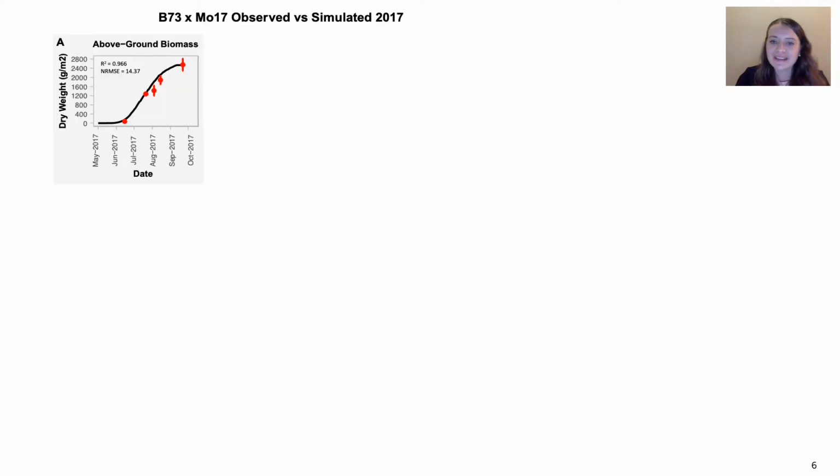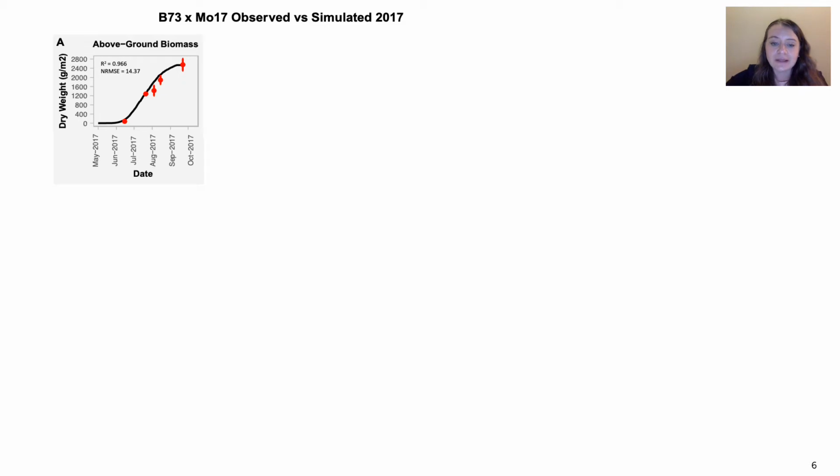So this figure is an example of our calibration efforts. This shows measured field collected data versus simulated outputs from APSIM for one hybrid, B73 by Mo17, in 2017 in an Ames, Iowa environment. So the lines indicate simulated values, while the red dots are the measured or the ground truth data collected from the 2017 field experiment throughout the season, along with the corresponding standard errors.